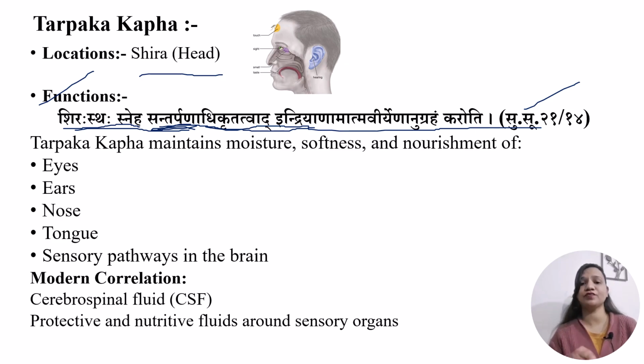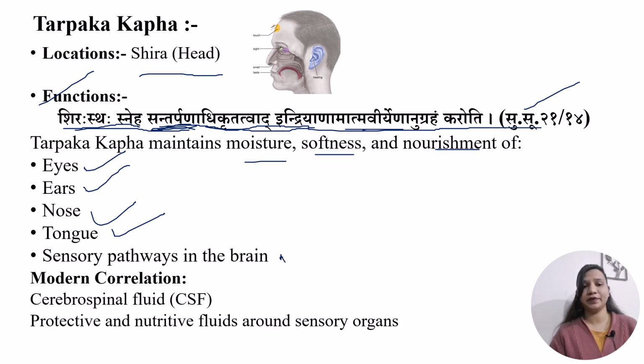So by the lubricating nature of Kapha dosh, the indriya or the sense organ gets proper nourishment, and also it supports and maintains the normal functioning of the sense organ by its own inherent strength. Atma viryena. Atma virya means its own inherent strength. So Tarpaka, by its own inherent strength, supports and maintains the normal functioning of the sensory organs. So the Tarpaka maintains moisture, softness and nourishment of the sensory organs, including eyes, ears, nose, tongue and sensory pathways in the brain.